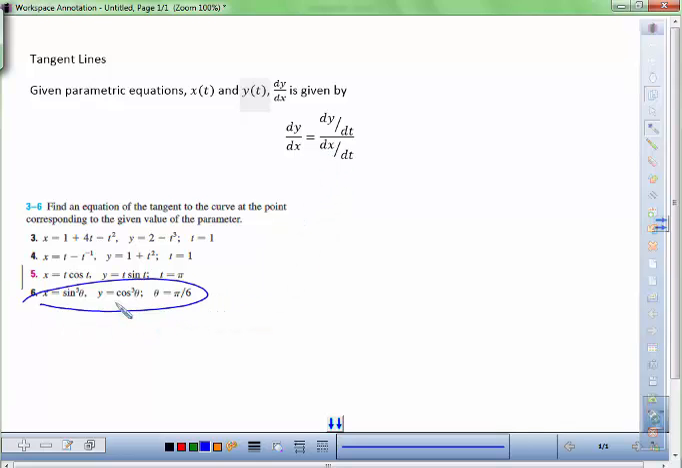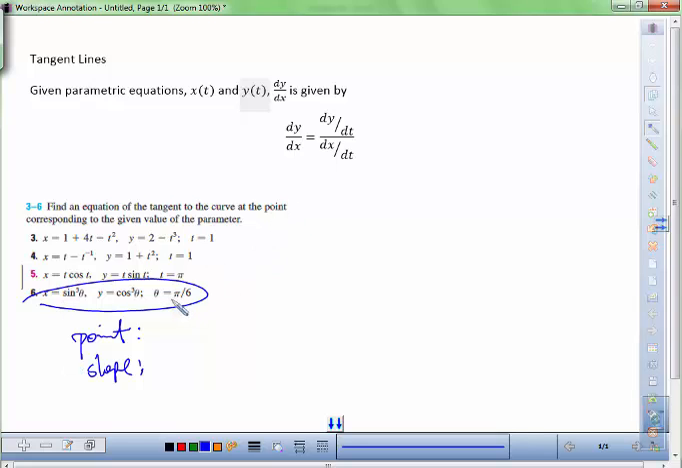So we want to find the equation of the line passing through the point when theta is equal to pi over 6. And here they call it theta instead of t, but that's just another name for the same parameter. So let's say we need the point, and then we need a slope. And once we have those two things, then we can just plug it into our point slope formula.